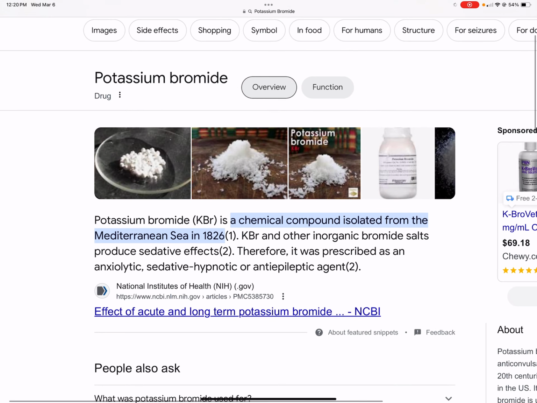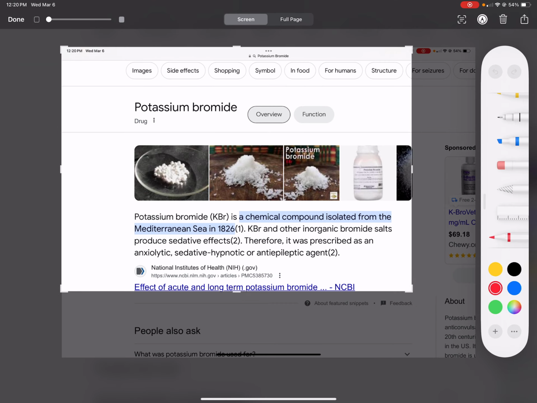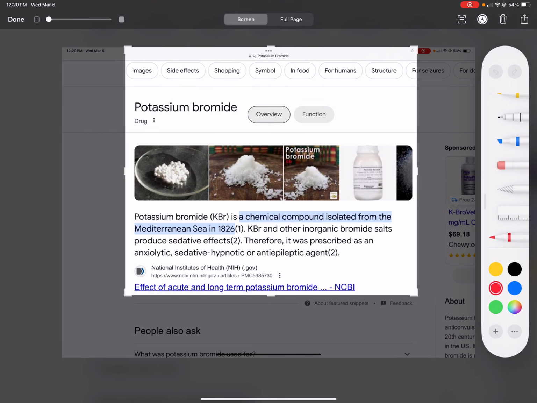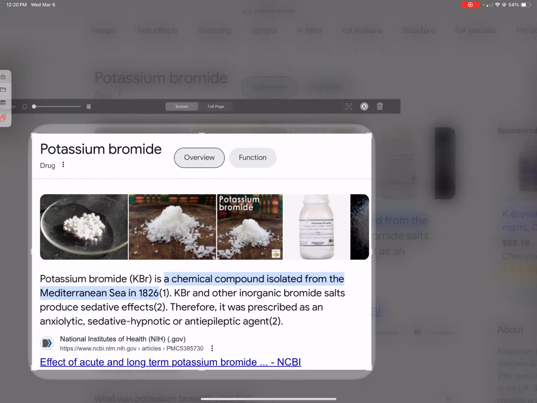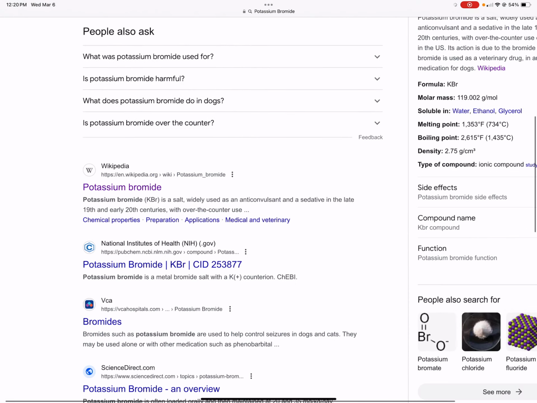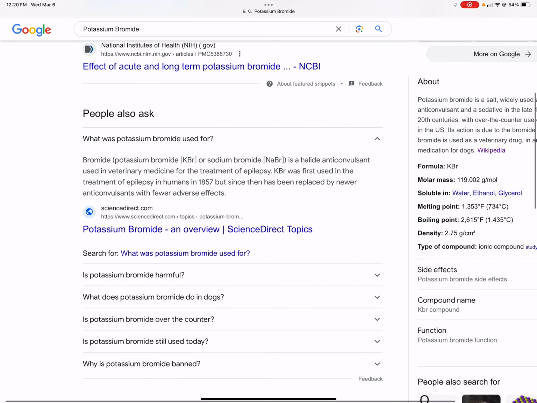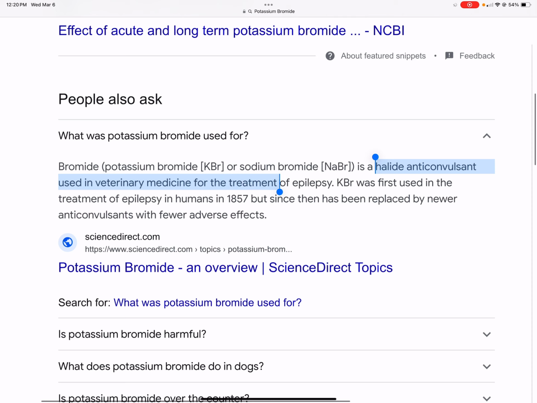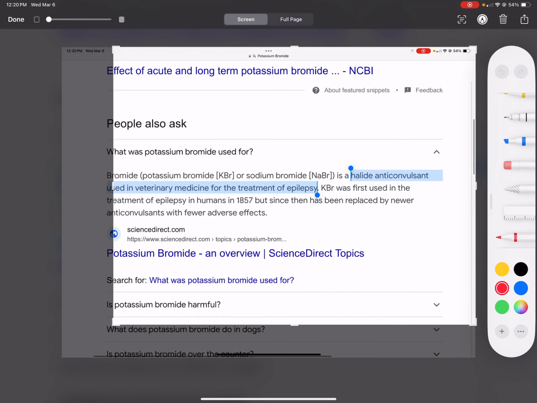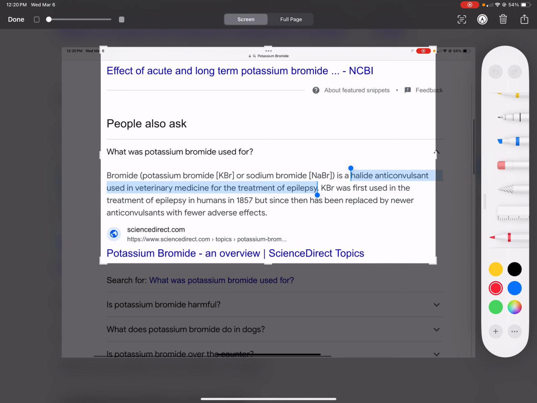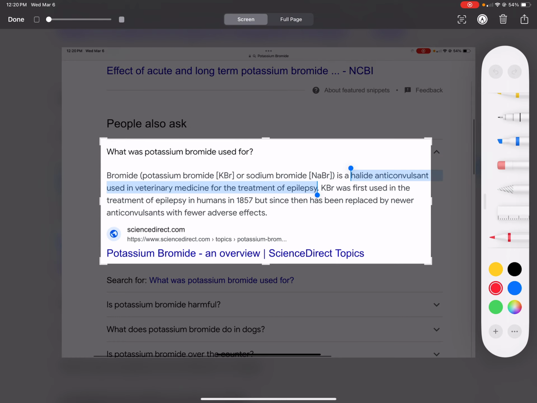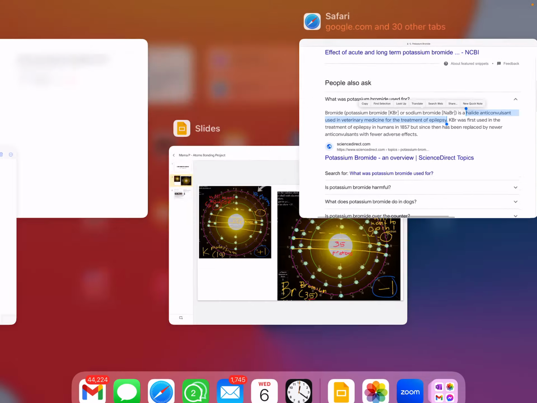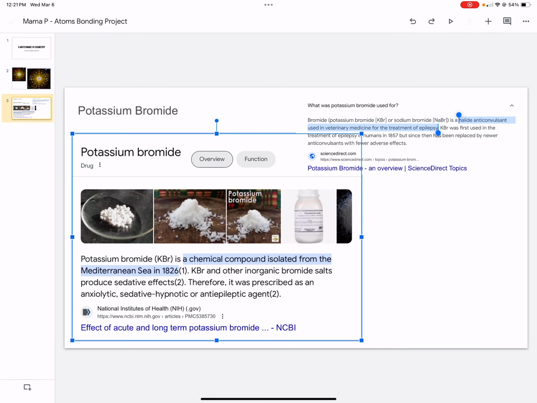I screenshot it, right? So I can show you that it's a real thing. All right, but I really want to know what it's used for, because I don't just want to know what's the thing. I want to know, what is it? It's a halide anticonvulsant used in veterinary medicine for the treatment of epilepsy. Super important, right? So boom, down over here, that's all I'm going to do.